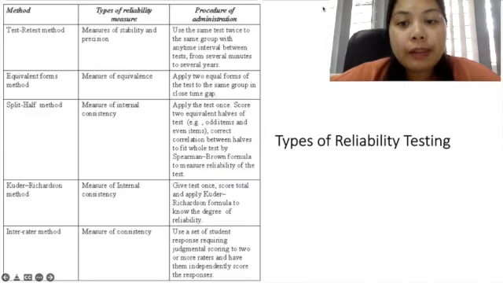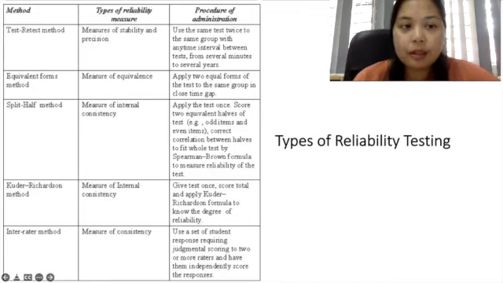Now I have here the types or methods of reliability testing. The first one is test-retest method. It's a measure of stability and precision. So from the word itself, test-retest, you use the same test twice to the same group with any time interval between tests from several minutes to several years. Next is equivalent forms method. This is a measure of equivalence. In this way, you apply two equal forms of the test to the same group in close time gap.